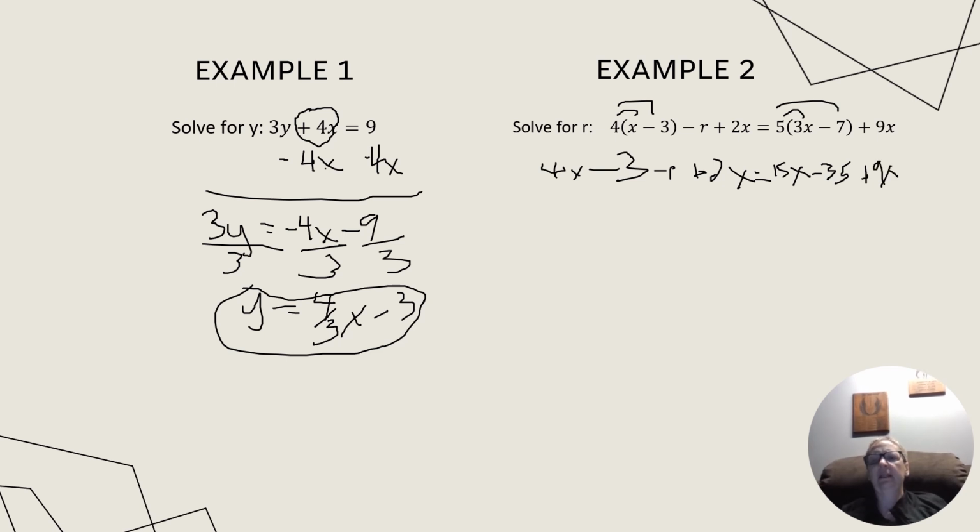Now I want to combine like terms on both sides, so I have this 4x and this 2x over here that combine together to make 6x. Copy the minus 3, copy the minus r. On this side, I have 15x plus 9x, which is 24x. And then I copy the minus 35.